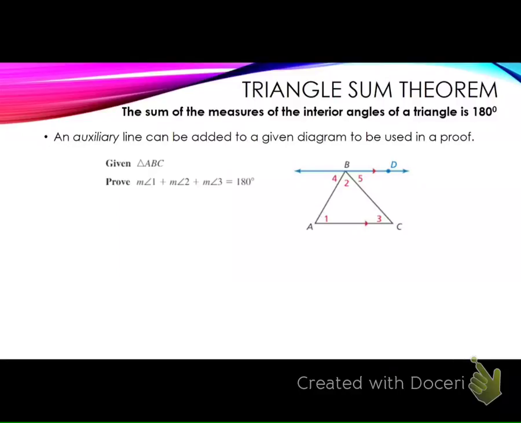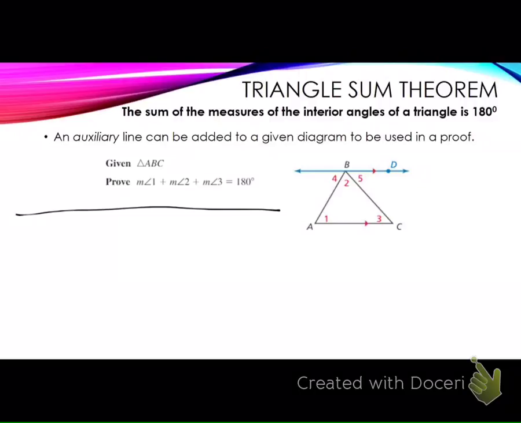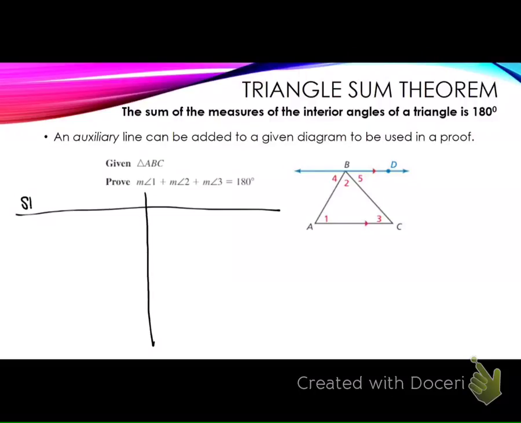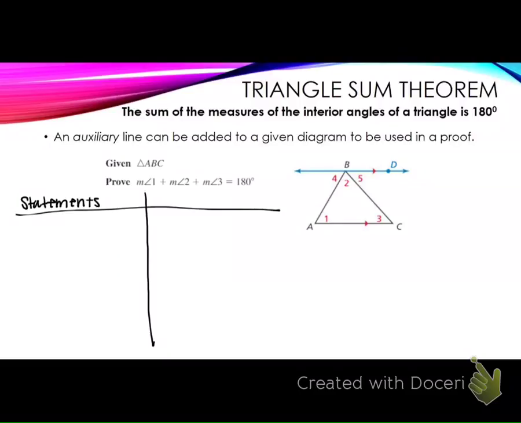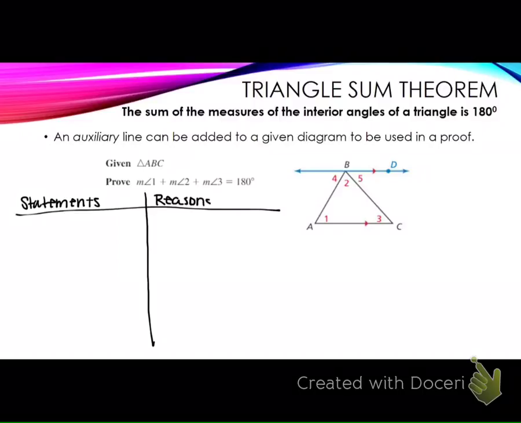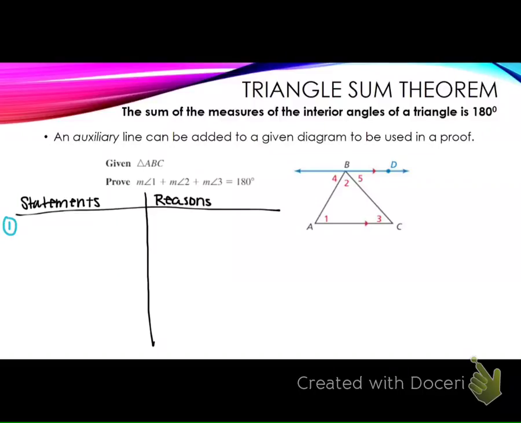Okay, so we're going to start our proof. We are given that ABC is a triangle, and that's it, and we are going to prove that the angles add to 180. So we always start with our given.